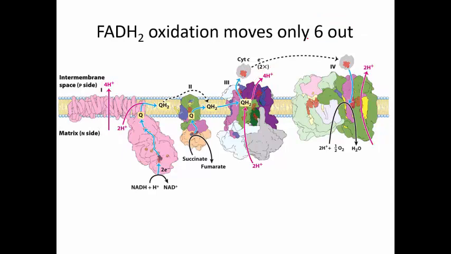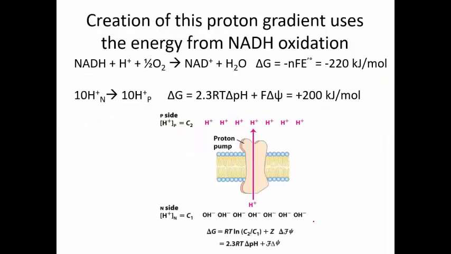FADH2, on the other hand, doesn't move as many out because it skips complex 1 entirely. It uses complex 2, and then it goes in complex 3, and it moves out these 4 and these 2, but so in total it only moves 6 out. So we don't get as much energy out of FADH2 oxidation, and therefore we cannot move as many protons across. So this is making a proton gradient, and so that uses the energy from this NADH or the FADH2 oxidation.